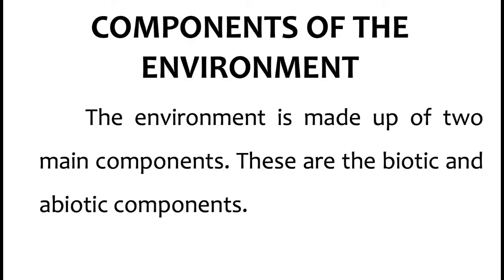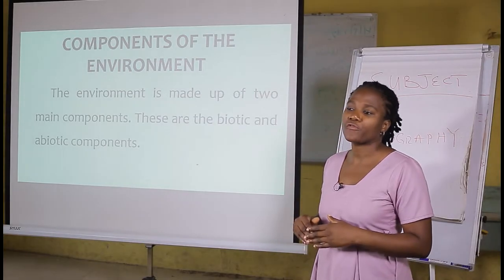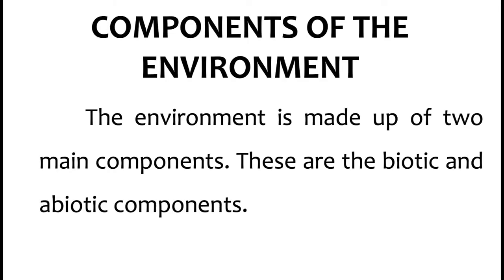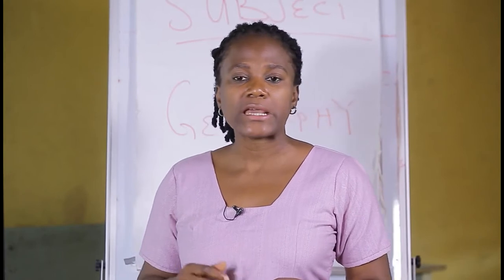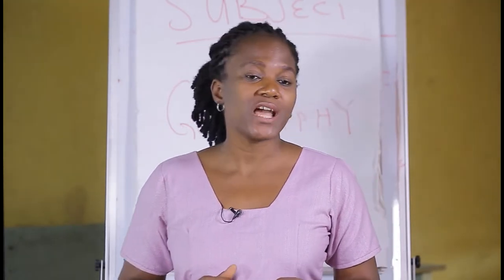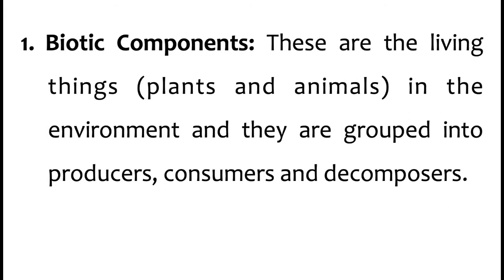Now we have what we call components of the environment. When we say components of the environment, what do we mean? We said the environment is made up of two main components. These are the biotic and the abiotic components. Let's look at this biotic and abiotic components. First, we start with the biotic components.